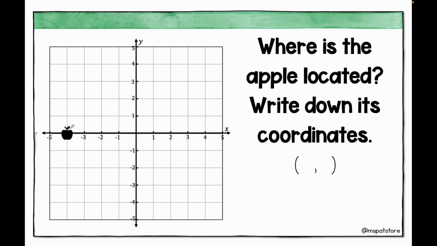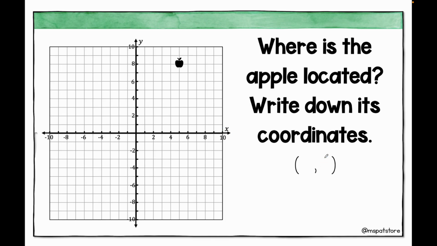How about this? Pause the video and try to do it by yourself. All right, so this time we have the apple located on the x-axis at -4. But as you can see, it is not located on the y-axis, which means that it is a 0 over here. How about this apple? Pause the video and try to locate it.